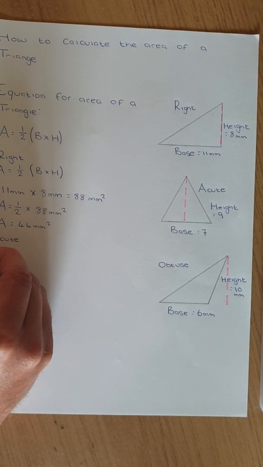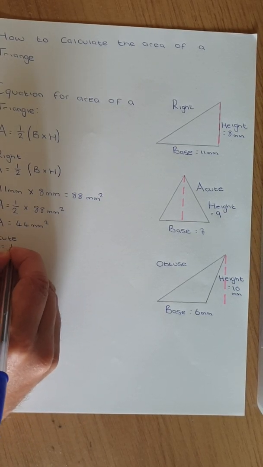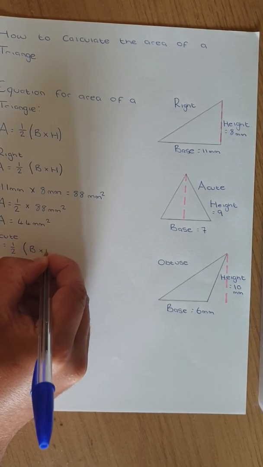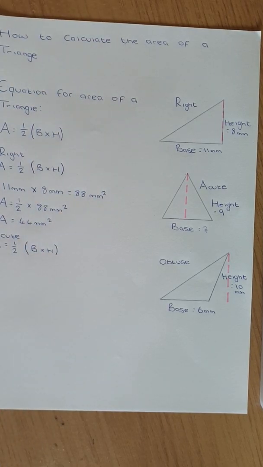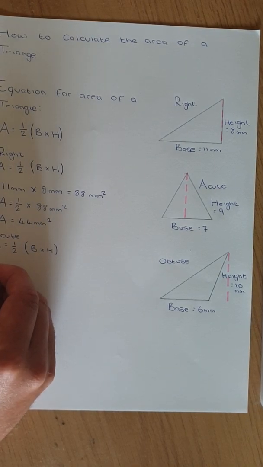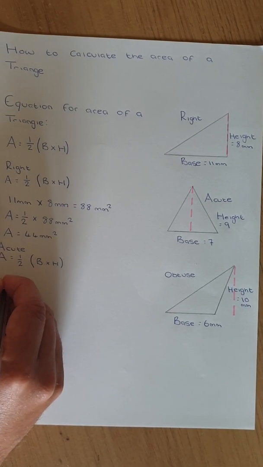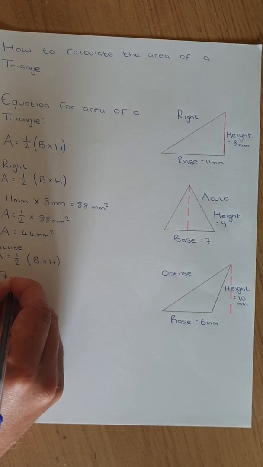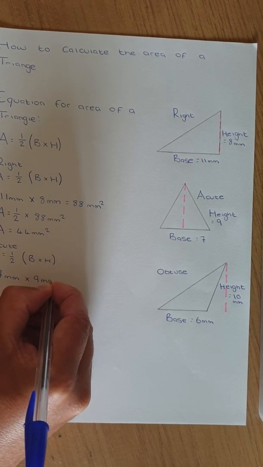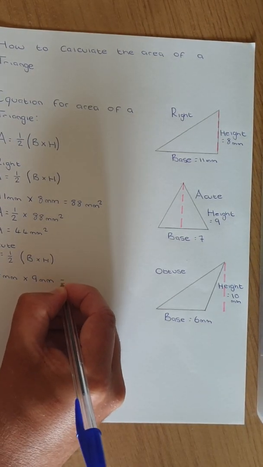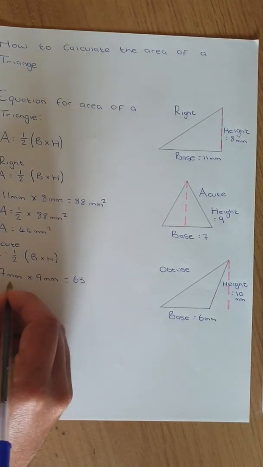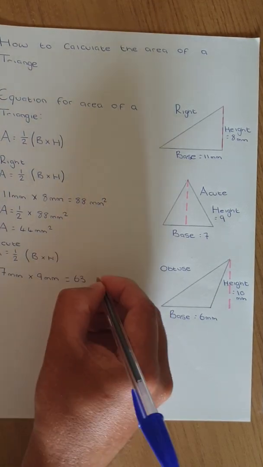Same again, I'll write out A equals 1 divided by 2 base times height. And we have 7 and 9. So we can do 7mm times 9mm, which equals 63. And again, millimeter times millimeter is going to give us millimeter squared.